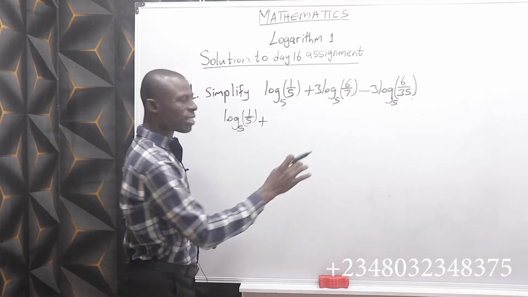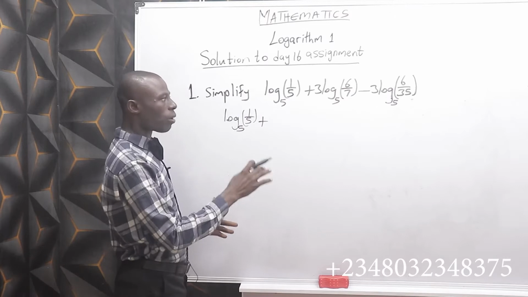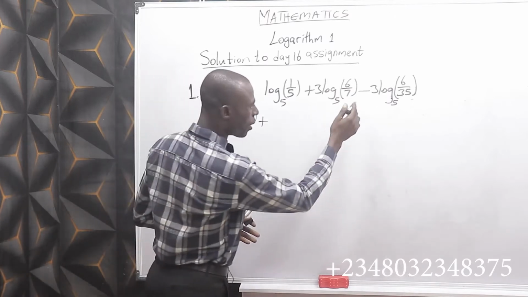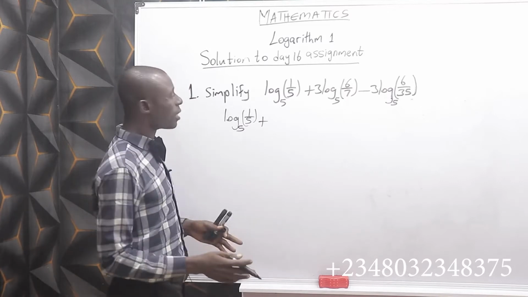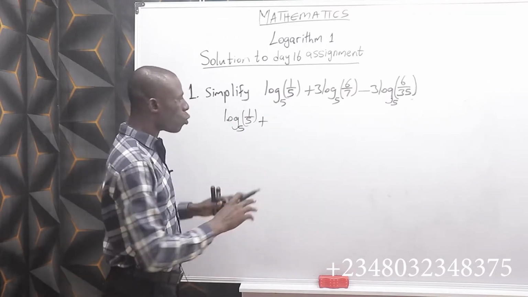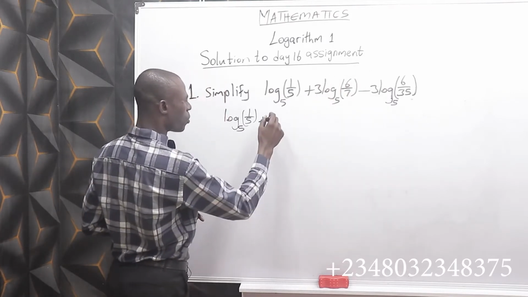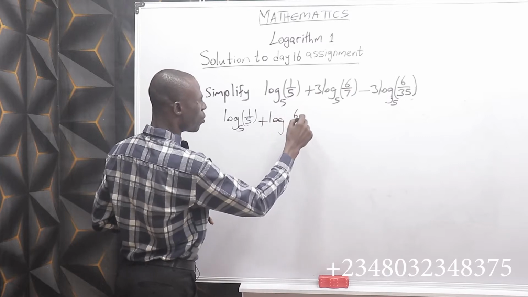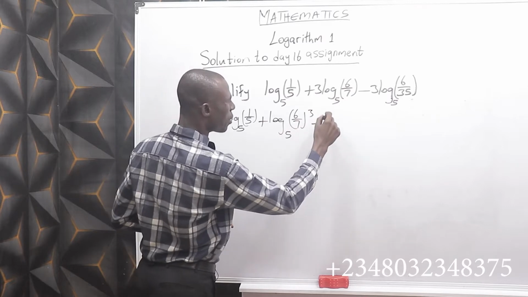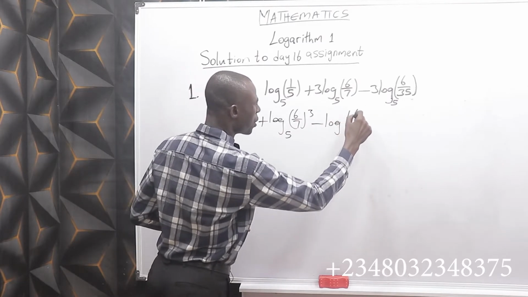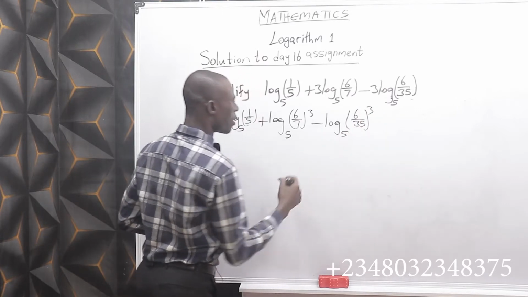3 log 6 over 7 base 5 is not in the format of log 1 over 5 base 5. And also 3 log 6 over 35 base 5 is not in the same format as the first term. So you make them to be in the same format by taking the 3 to become the power on top there. So we have log 6 over 7 raised to power 3 base 5 minus log 6 over 35 raised to power 3 base 5.